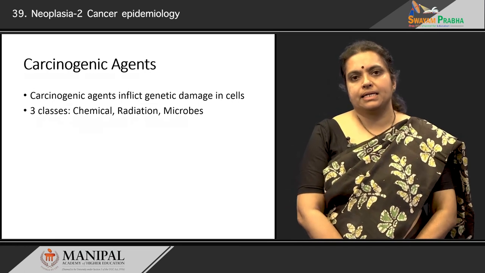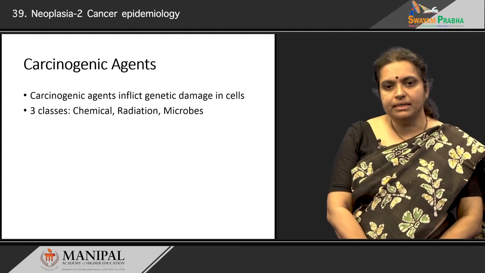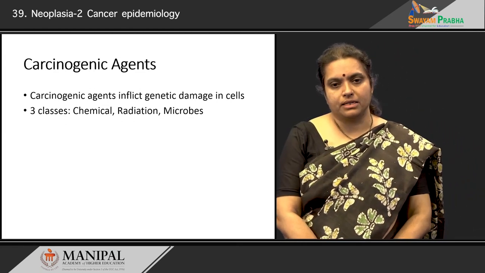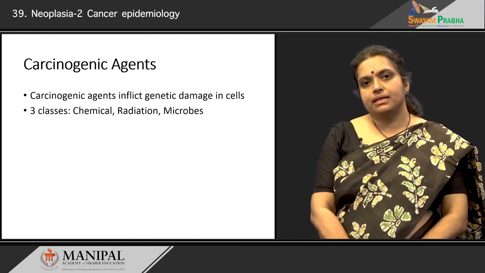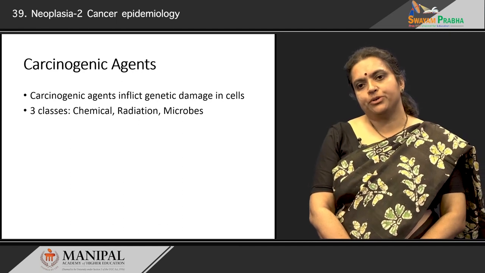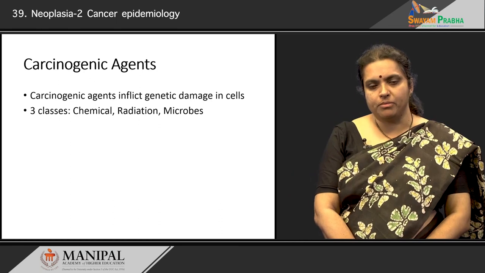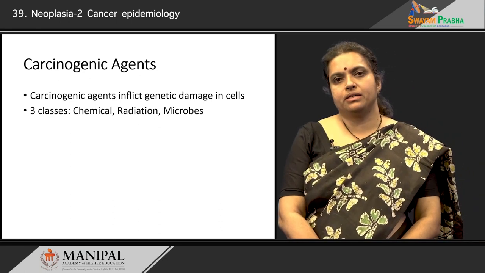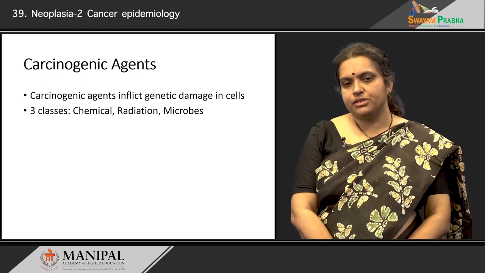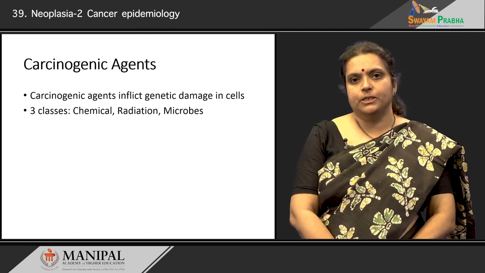Now, there are three classes of carcinogenic agents. The first is chemical, which is an important cause for carcinogenesis. The second is radiation induced, and finally, the infective or the microbial causes. Now, in this lecture, we will only be talking about chemical and radiation carcinogenesis. The microbe induced or the virus induced cancers, we will deal with in a subsequent lecture.